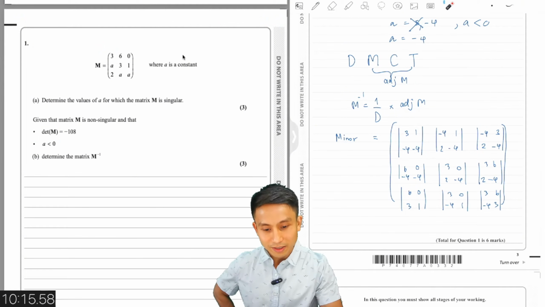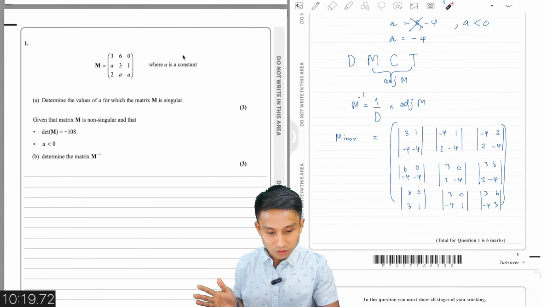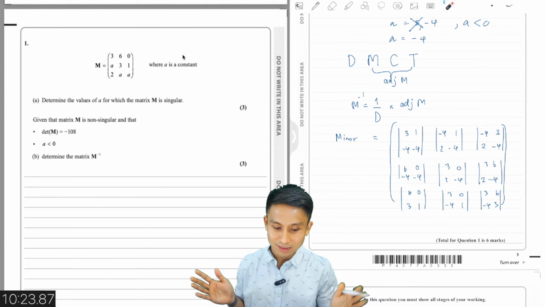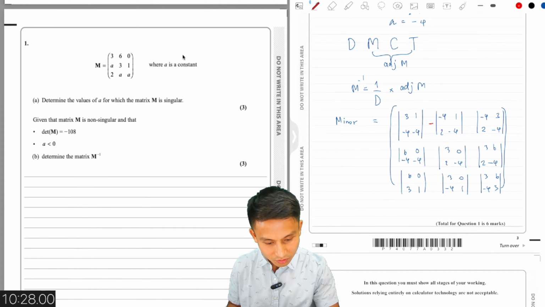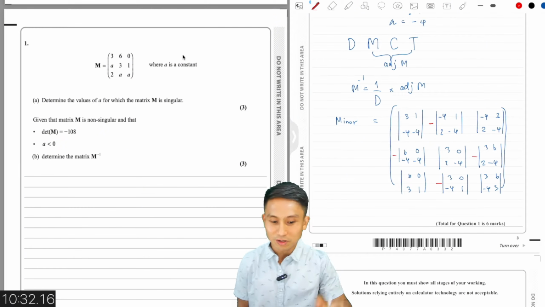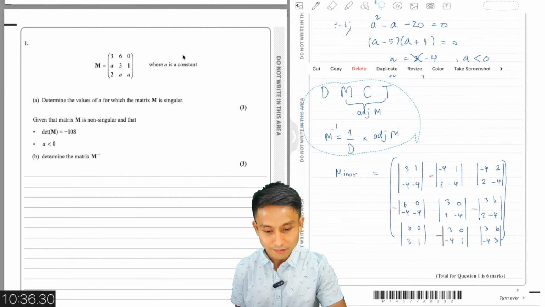So this is the minor. And if you want to apply the cofactor already, you just put minus, minus, minus, minus. Okay, so minor with cofactor, I'm just going to do that, that, that, and that. And then you're going to get the matrix of the minor. And then you're just going to transpose the thing.